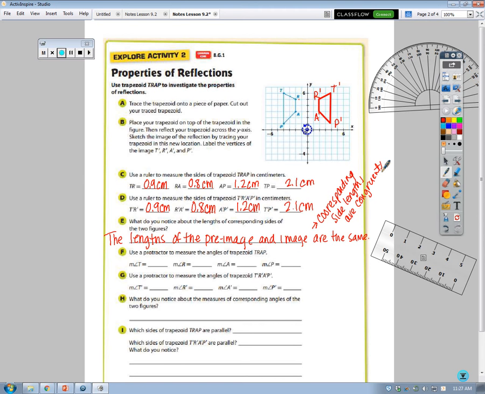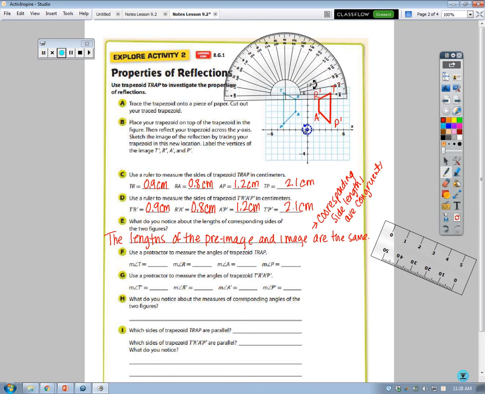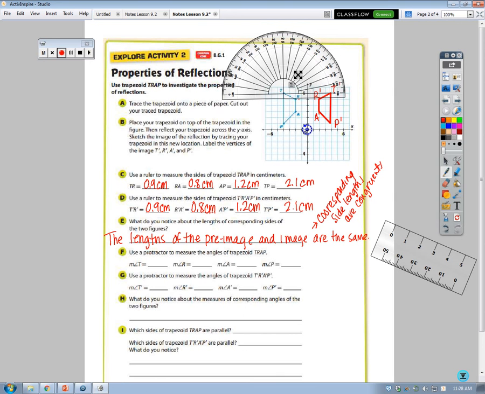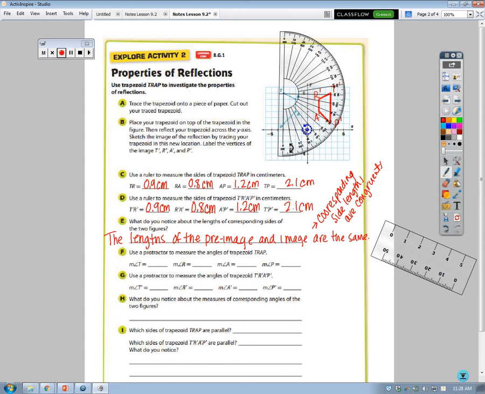Okay, so now we got to measure angles. So we got to measure the angles of our pre-image, trapezoid TRAP. They want us to measure angle T first, so I got to line up my center here. And I want to spin that around. Line up that side, and it looks like I might be looking at right about 63 degrees. Slightly less than 65. So anywhere from 63 to 65 is a good measurement for this. So 65 degrees is the one I'm going to go ahead and put.